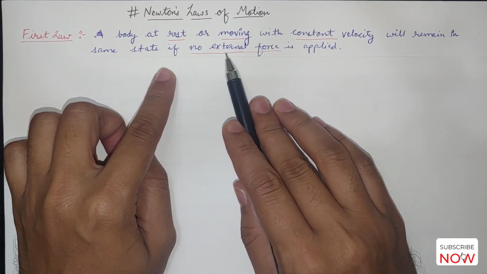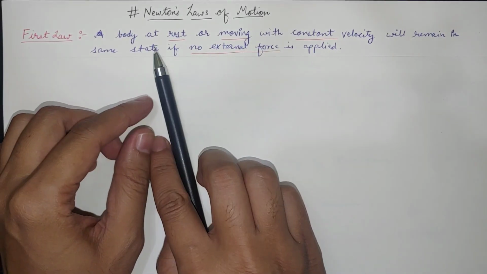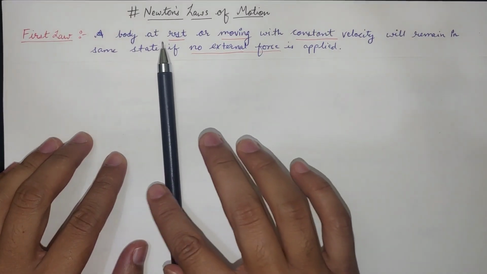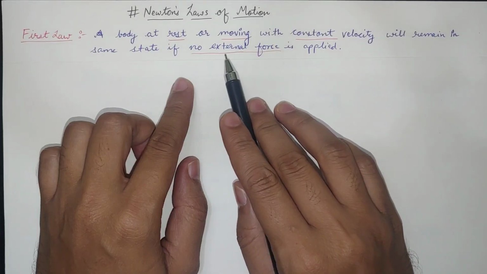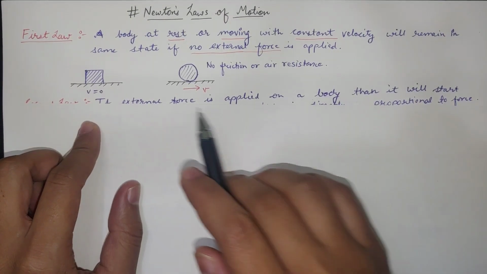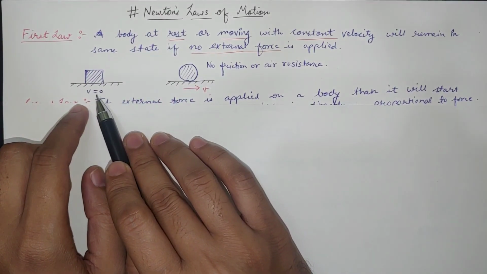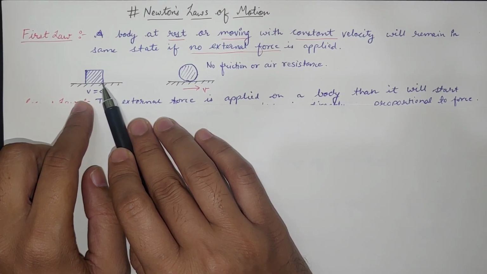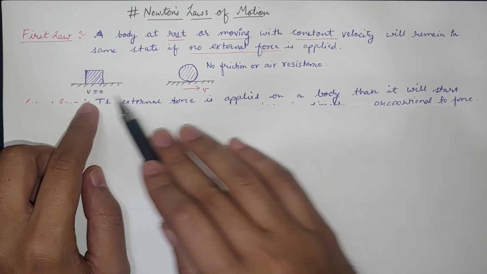Means if there is no external or unbalanced force applied on the body, then if the body is at rest, it will remain at rest, like this pen, or if it is moving, it will move with constant velocity, but there should be no external force. So here you see, if this body is at rest and there is no external force, then it will remain as it is. It doesn't matter for how much time it is kept, it will remain as it is until an external force is applied.